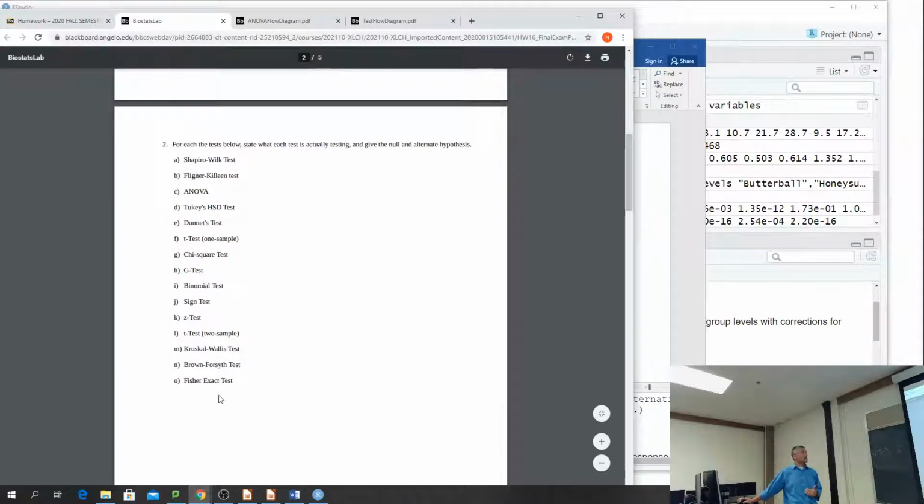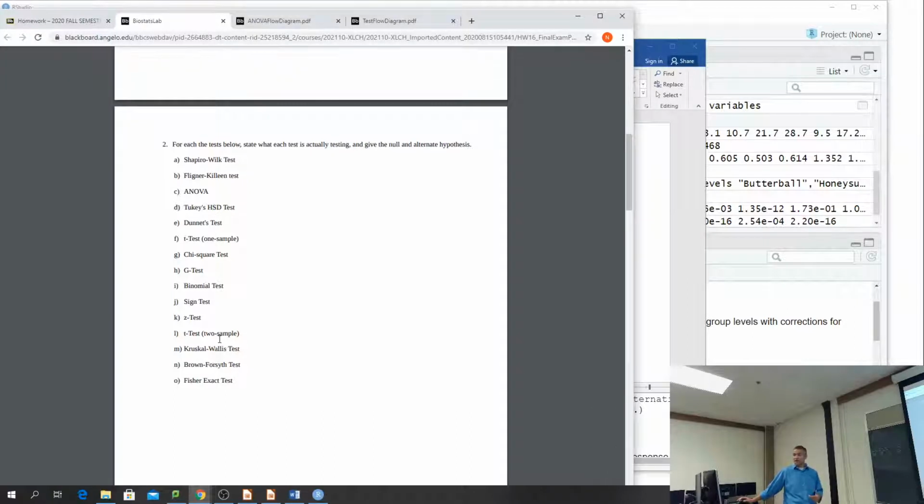Here's for each test below: state what we're actually testing, and give the null and alternate hypotheses. These are things that you should summarize and have with you, so that when I ask you a question and say, here's our data, this is the question that we're asking, you know what test you should run.